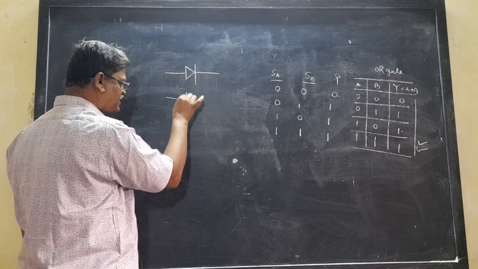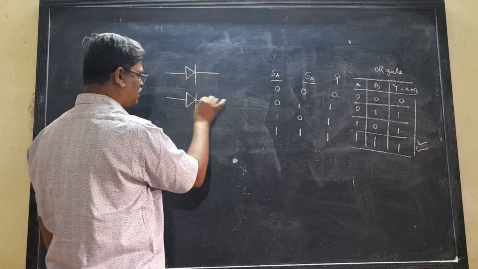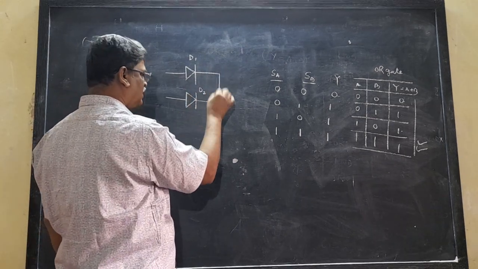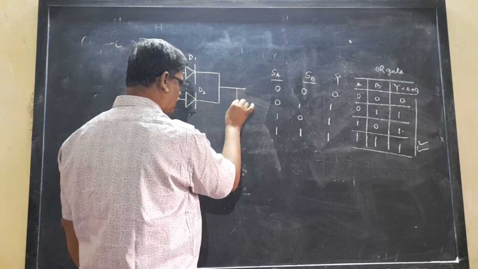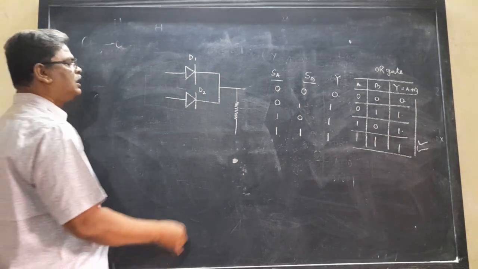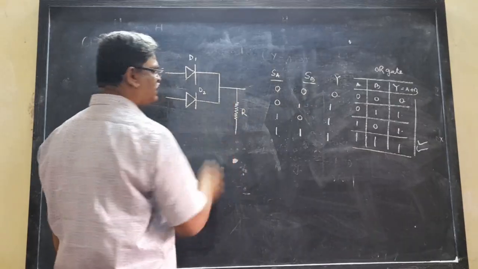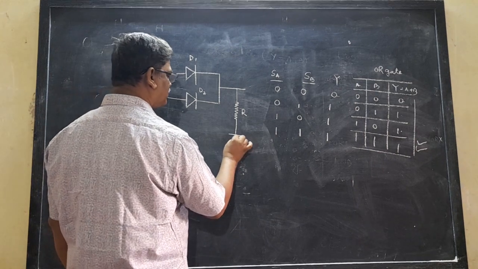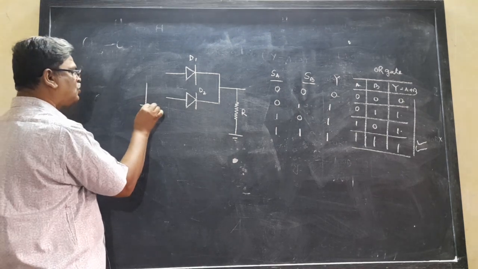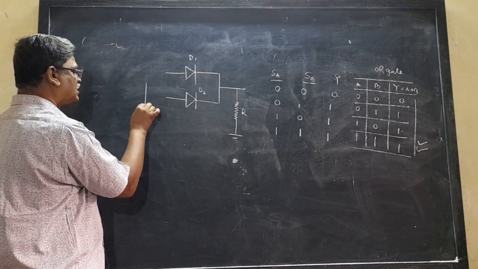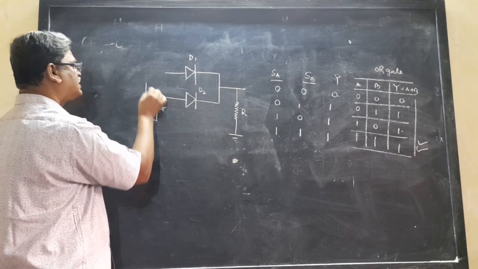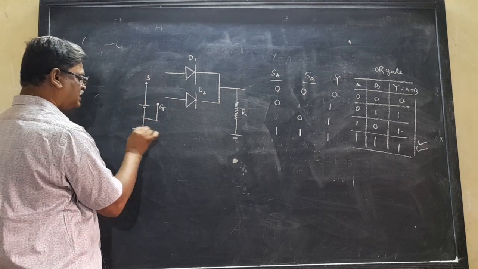We consider two crystal diodes. This is the diode D1 and this is the diode D2, and they are connected in parallel. This is the load resistance R, and this is connected with the ground, and this is your source. This is the terminal A and this is the terminal B.